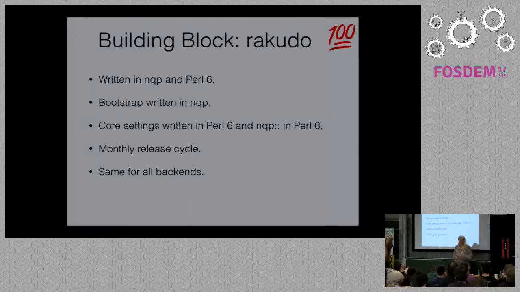Almost. Sometimes the JVM does things slightly differently, so we have some conditional Perl 6 code somewhere in the core settings. So this is for the JVM and this is for everything else, or vice versa. But there used to be a lot more of that. And it used to be way worse when we also had Parrot as a backend. So most of that is gone now, so we don't have to worry about that so much anymore.